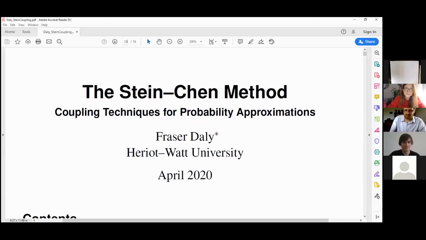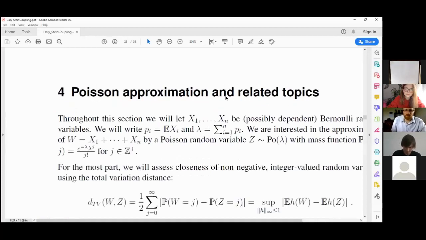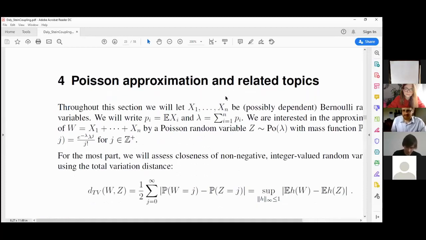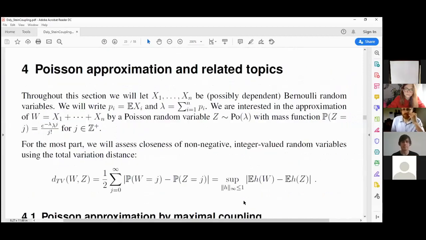So what I want to spend this week doing is just thinking about a few more topics in Poisson approximation. So what did we see last time? Last time we started off talking a little bit about Poisson approximation.